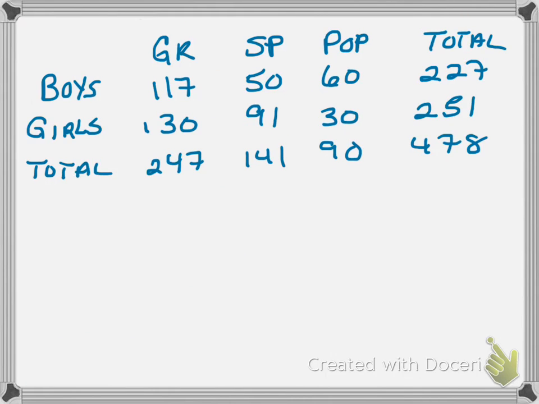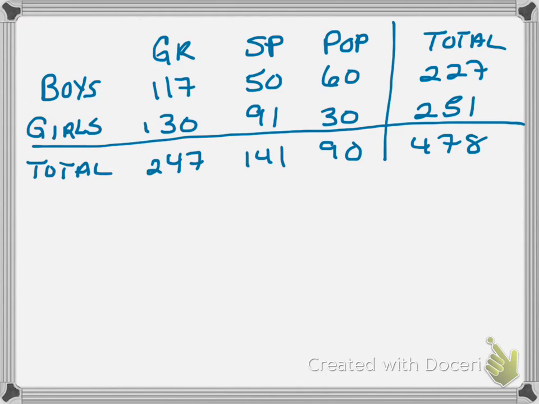Okay, so here's a table where somebody surveyed a bunch of boys and girls, and they asked them, what is your primary goal while you're in high school? And so the choices were grades, GR, sports, SP, or being popular. Okay, so notice that there were 478 people that were surveyed.